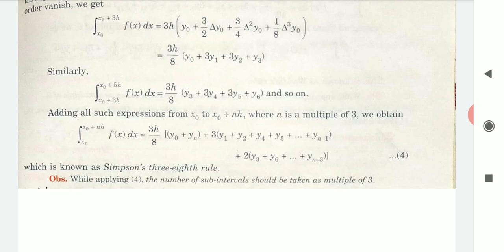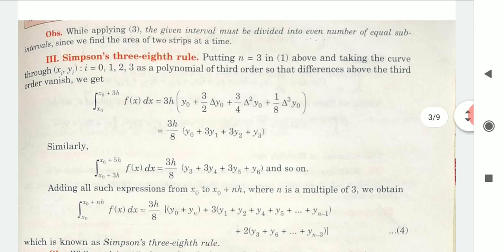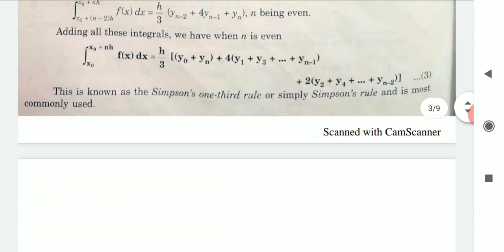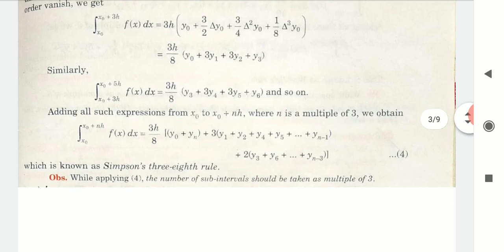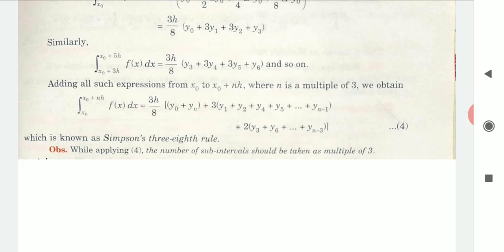Adding all such expressions from x0 to x0 plus nh where n is the multiple of 3. जैसा पिछले इसमें n की शर्त थी कि वो even रहे, यहाँ पे शर्त है कि n मल्टीपल ऑफ 3 रहे. ओके, सिम्पसन्स 3/8 रूल में अगर n मल्टीपल ऑफ 3 है तो ही आप अप्लाई कर सकते हैं. तो आपका नेचुरल क्वेश्चन आना चाहिए कि सर ऐसे बहुत सारे नंबर्स है जो इवन भी है और मल्टीपल्स ऑफ 3 भी है. तो मेरा जवाब ये है कि उस एक पर्टिकुलर एग्जाम्पल को आप किसी भी मेथड से सॉल्व कर सकते हैं, सिम्पसन्स 1/3 से भी, सिम्पसन्स 3/8 से भी. जैसे 6, yes it is even number, it is also multiple of 3. Okay, so you can solve it by Simpson's 1/3 rule as well as Simpson's 3/8 rule.